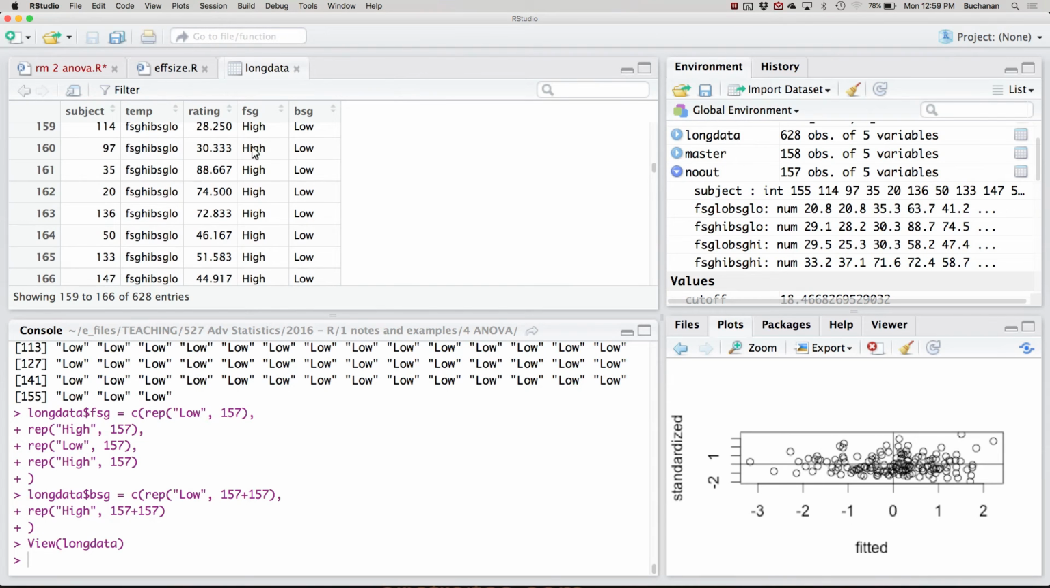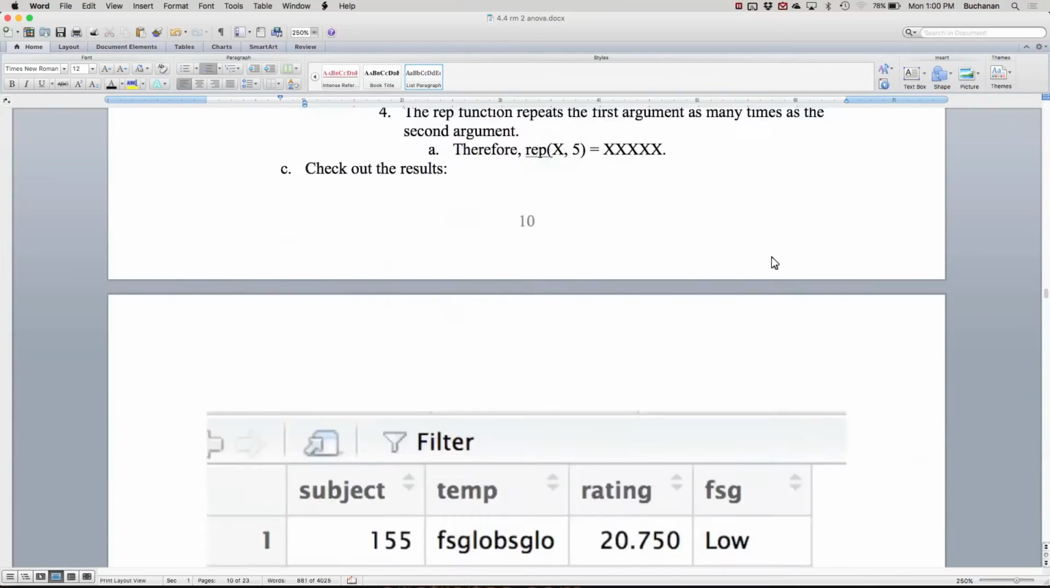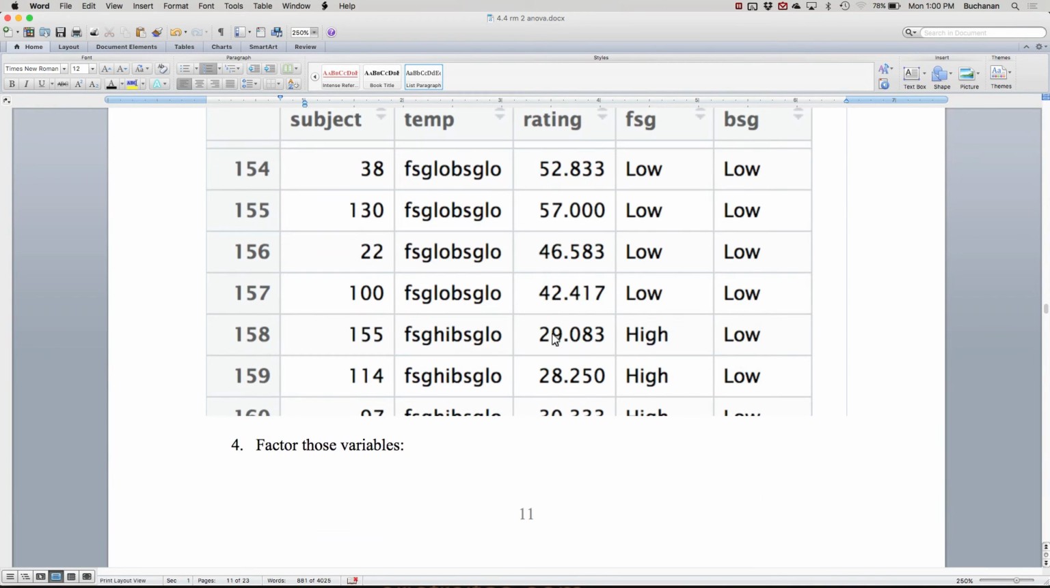FSG switched to high, is that right? Yeah, high, low, high, low. So all we've done is taken that one column and broken it into the 2. But always don't overwrite the column so you can check to make sure. So that's why I said be sure you check out the results. Make sure at one of the places it's supposed to switch, it actually switches.